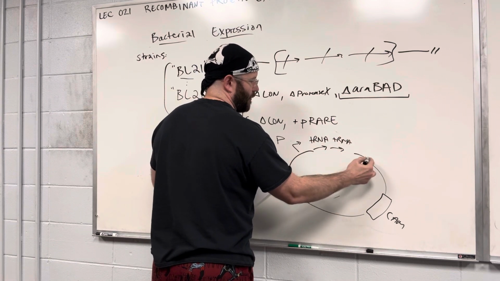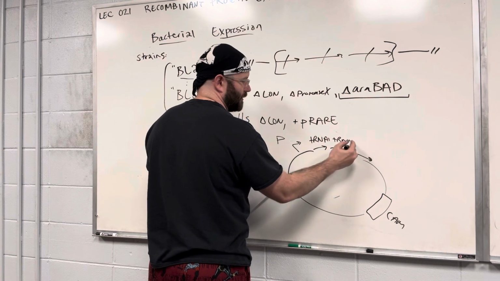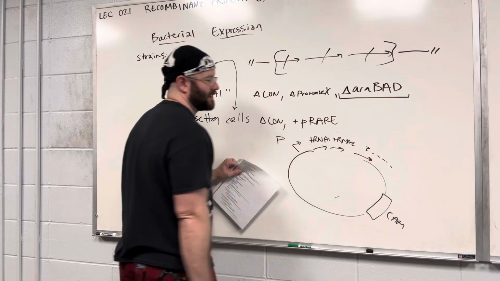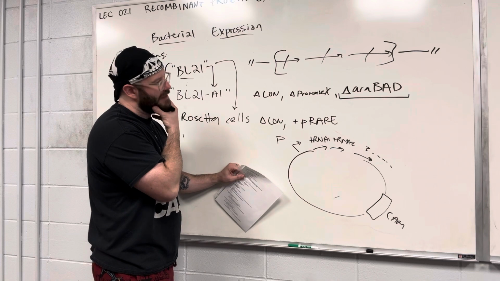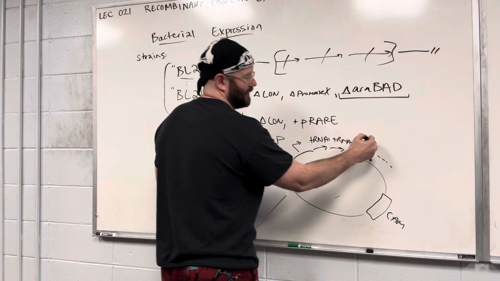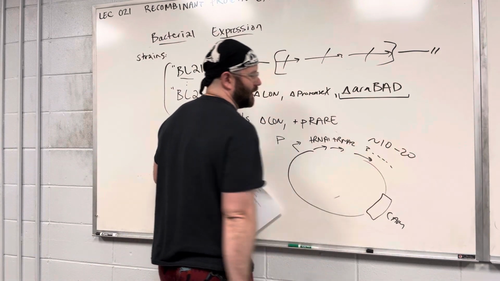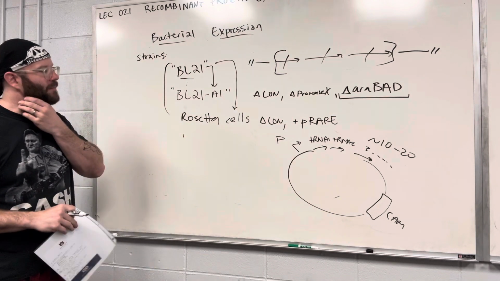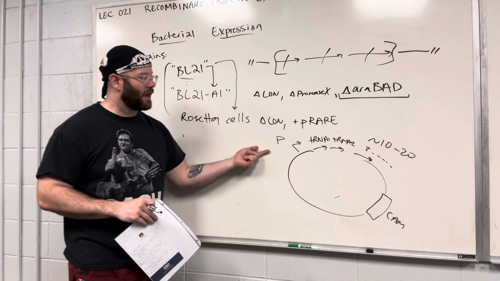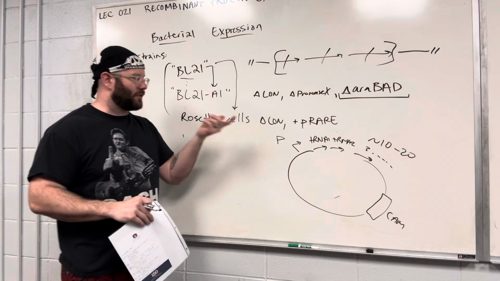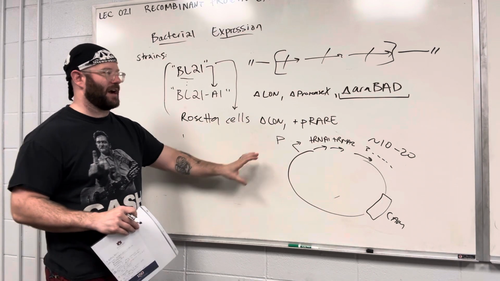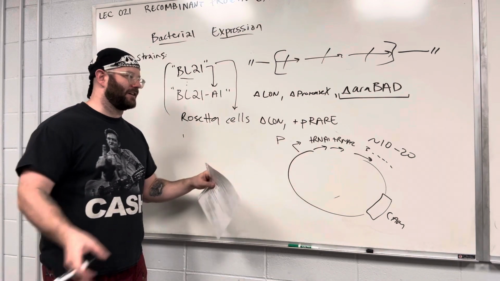So can anybody remember, let's say tRNA 1, 2, 3, etc. I can't remember exactly how many there are on the pRARE plasmid. I think there's something like 10 to 20 rare tRNAs. Maybe that's too many. Somebody should fact check that. But it's a plasmid of rare tRNAs. What's a rare tRNA, and how can you connect that back to what we previously talked about in the older lectures?